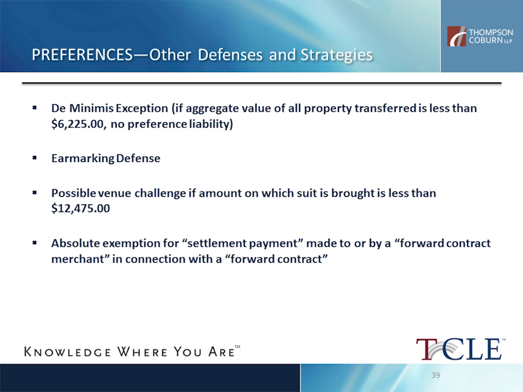And then the last defense that I wanted to mention is an exemption for what's called settlement payments that are made to or by a forward contract merchant in connection with a forward contract. A forward contract in this context is a contract for the delivery of goods in the future. And a settlement payment on one of those contracts may actually provide a very good defense. This can be helpful for a lot of trade creditors in defending against preference liability.